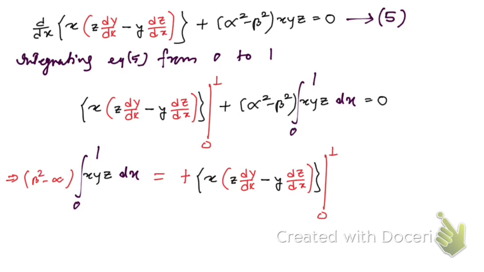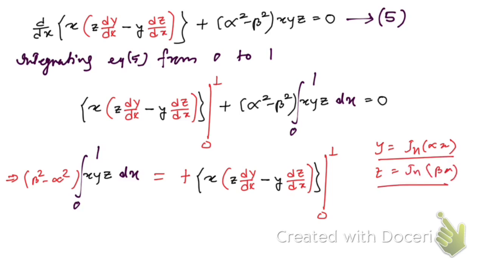So hope you have understood this. Let me write it properly. This is alpha square, that's what we have got. Now we know that we have taken y is equal to Jn of alpha x, and the solution of the next equation number 2 was Jn of beta x, right? So these were the two solutions of these two equations.